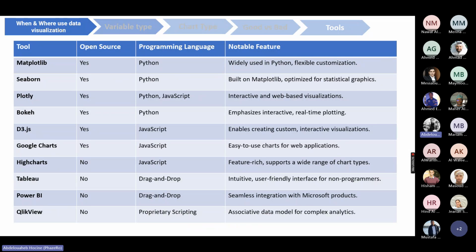We have Google Charts, also in JavaScript, Highcharts, and at the end, maybe the most useful one in the world of data visualization or BI is Tableau. It's not open source. Power BI also, QlikView, and another one is Looker by Google. All of these are drag and drop with script integration also. Yeah, this is about the tools.